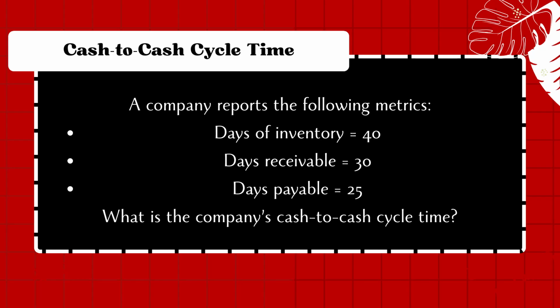Problem 9. Cash-to-cash cycle time. A company wants to understand how long its money is tied up in operations. It typically keeps 40 days' worth of inventory on hand, waits about 30 days to collect payment from customers, and takes 25 days on average to pay its suppliers. Based on these figures, how long is the company's cash-to-cash cycle? The period between paying out cash and getting it back?